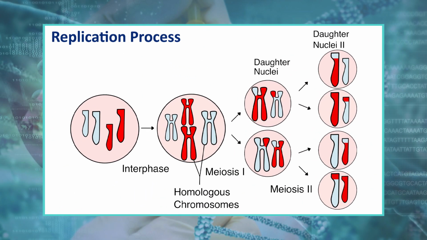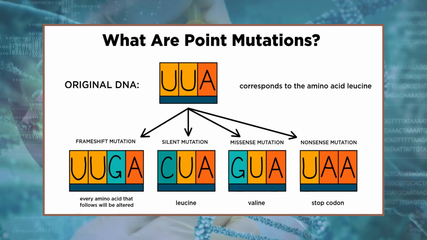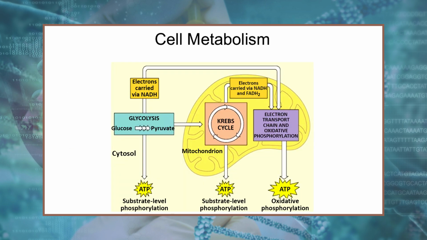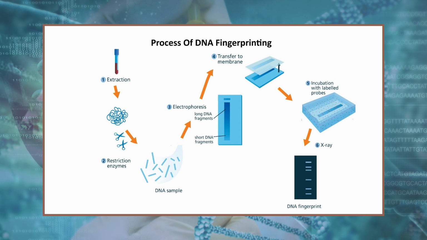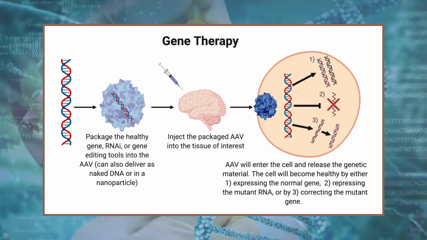Apart from storing genetic information, DNA is involved in the replication process, transferring the genetic information from one cell to the daughter cells and from one generation to the next, and equal distribution of DNA during cell division. It is also involved in mutations, the changes which occur in the DNA sequences, transcription, cellular metabolism, DNA fingerprinting, and gene therapy.